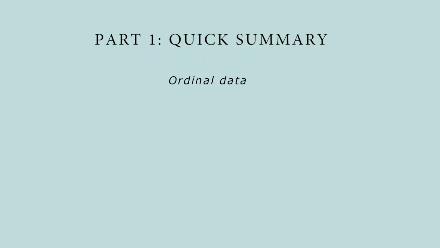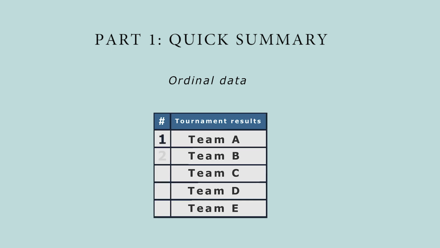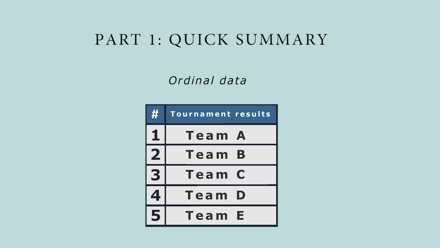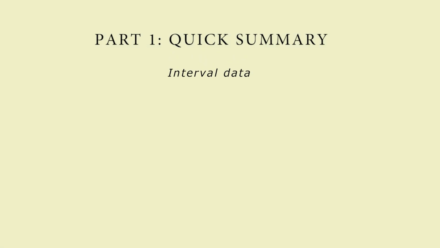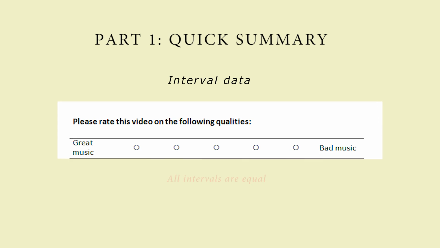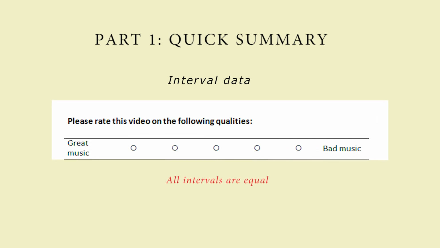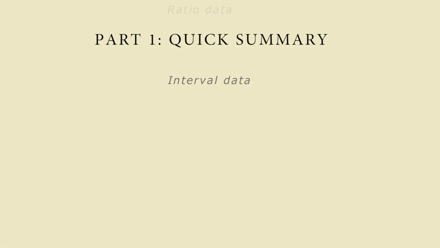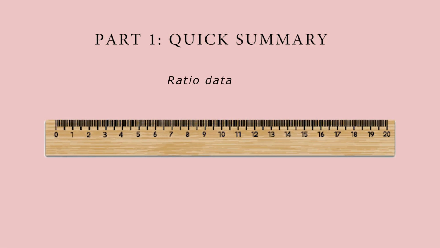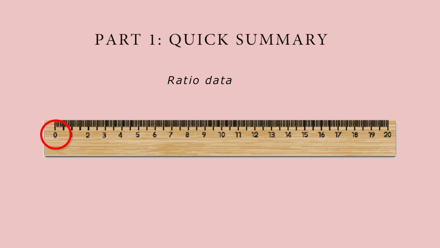Ordinal data tell us about the order of things. For example, the results from a tournament tell us what teams came first, second, third, and so on. Interval data are just like ordinal data, but the distance between the intervals on the scale is always the same. Ratio data has all the features of interval data plus a meaningful 0 point.